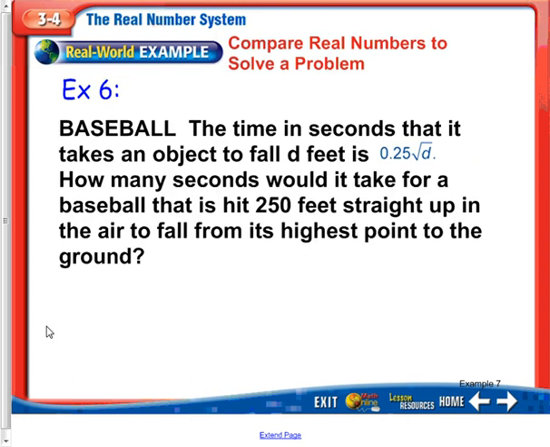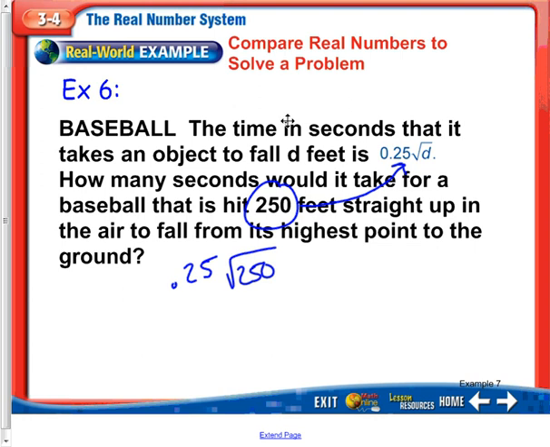In example 6, a baseball question, the time in seconds that it takes an object to fall d feet is 0.25 times the square root of d. How many seconds would it take for a baseball that is hit 250 feet straight up in the air to fall from its highest point to the ground? So at its highest point, it's going to be 250 feet. So I'm going to go ahead and plug that number in for d. So I'm going to take 0.25, or 1/4, of the square root of 250.